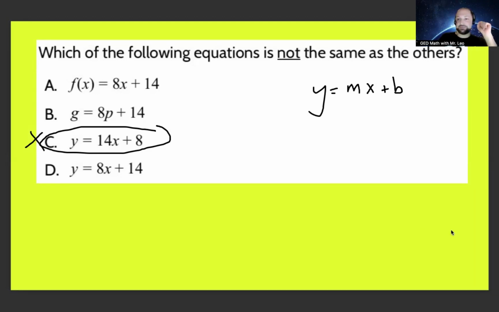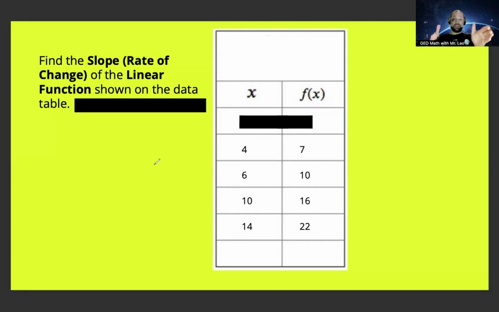Nice. All right, how about this? Here is a data table. Let's find the slope or the rate of change of this linear function shown below. To do this, there's a few different ways. One is we could use the slope formula. Thinking of these as x's and these are y values, you could just use the slope formula.